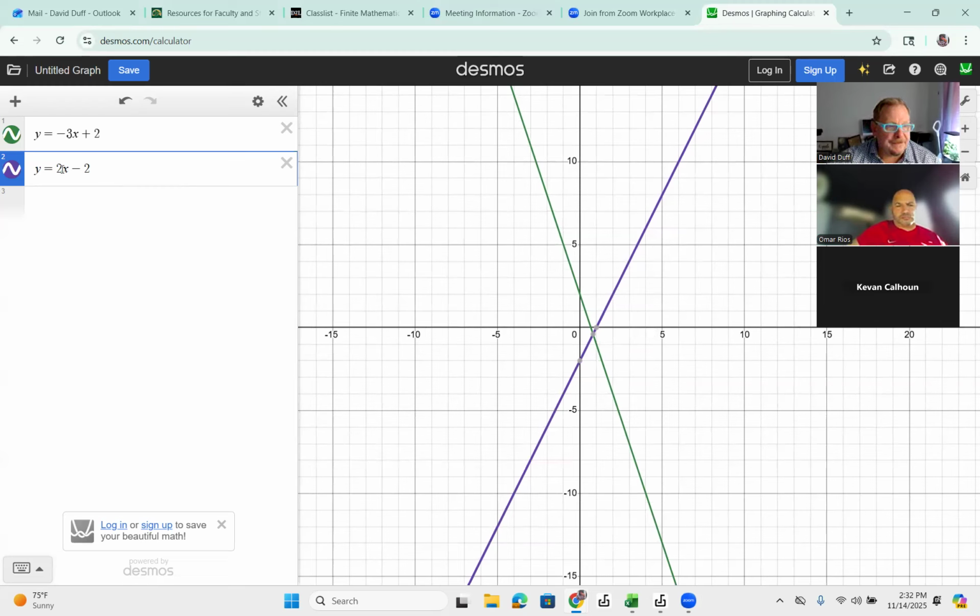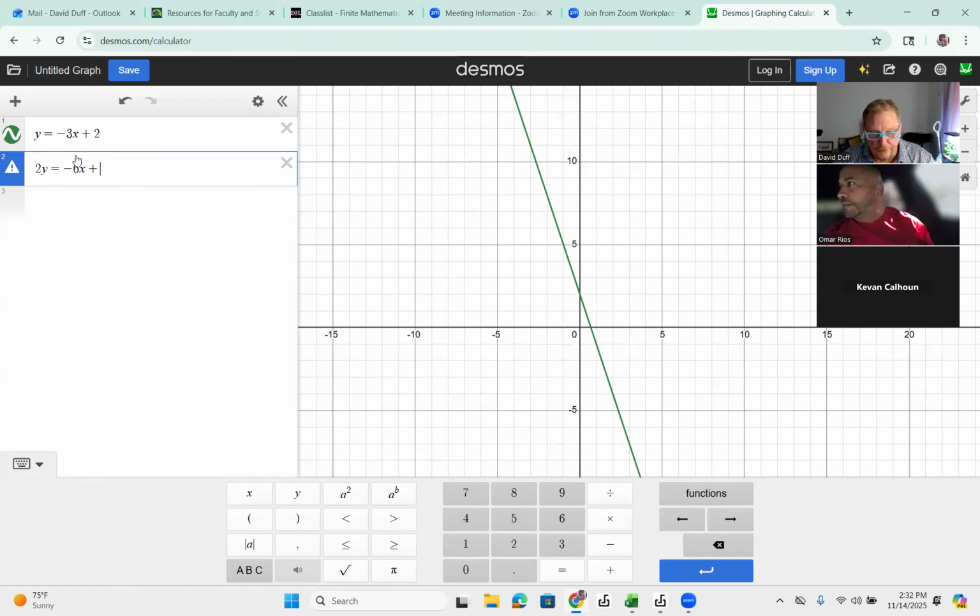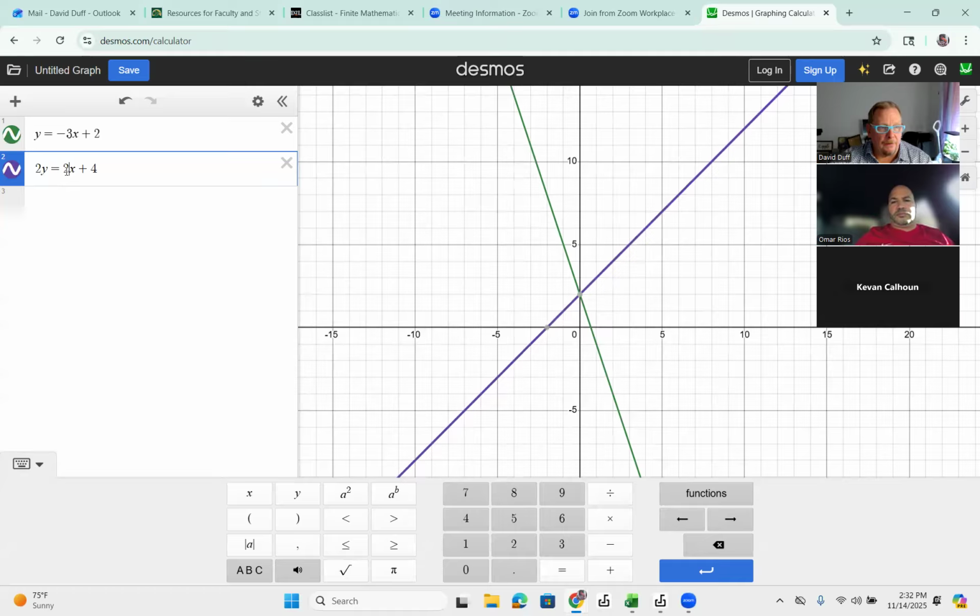Now, if these both had the same slope, they'd be parallel lines. There'd be no solution. Or there's a possibility if they were multiples of one another. 2y is equal to negative 6x plus 4. If they're multiples of each other, they'd be the same line. So when we're solving a system of equations, there are 3 possibilities. The 2 lines cross. The 2 lines are parallel.